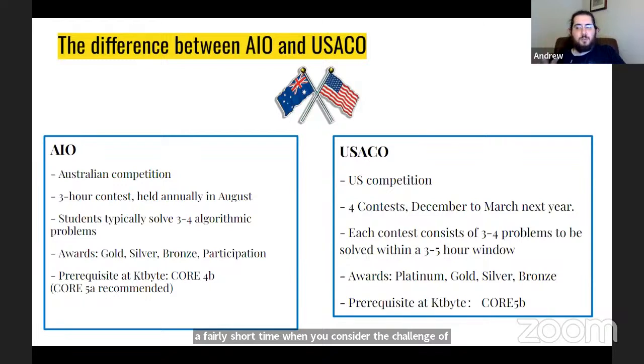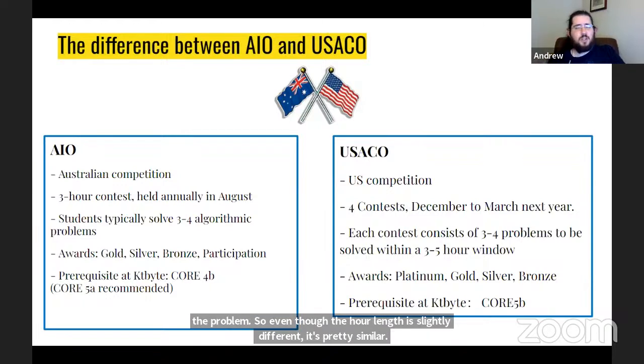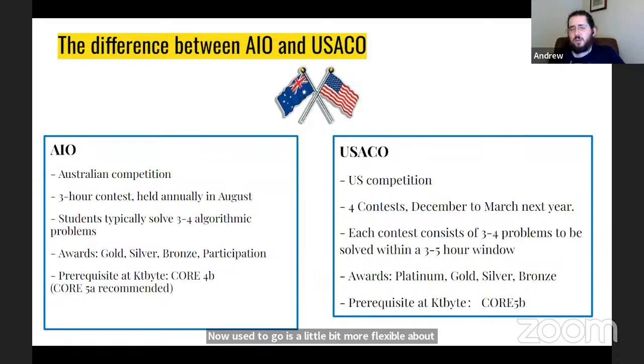Now, USACO is a little bit more flexible about exactly when you do it. I do want to remind you that the AIO, which is the one coming up, is very specific about when you have to do it. So you need to schedule ahead of time and make sure to commit to being able to do that time if you want to do it this year. And of course, we expect to be able to do it again next year and continue to do so.